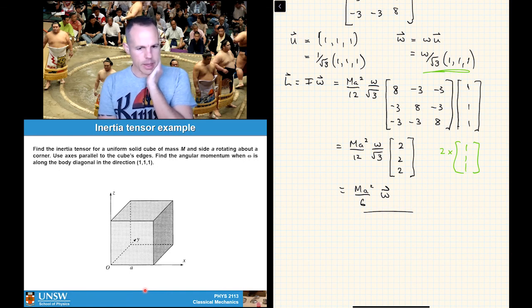Okay, so let's take a break there, and then when we come back on the other side, we'll go a little bit further with implications of inertia tensors.